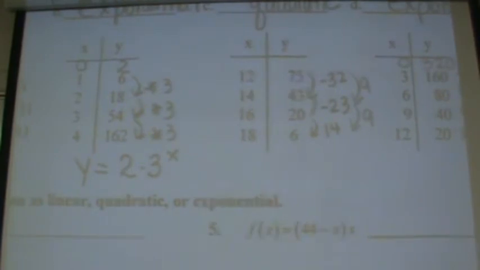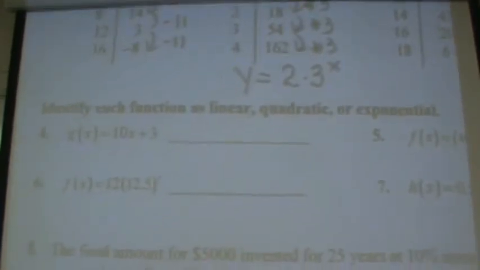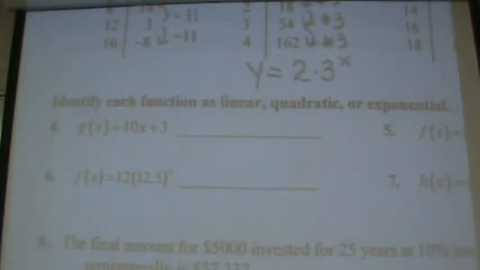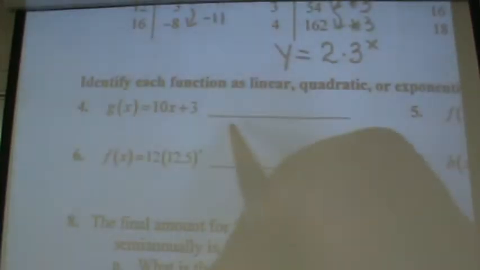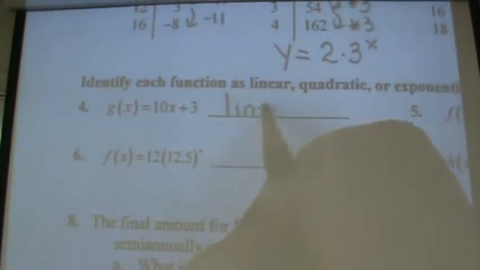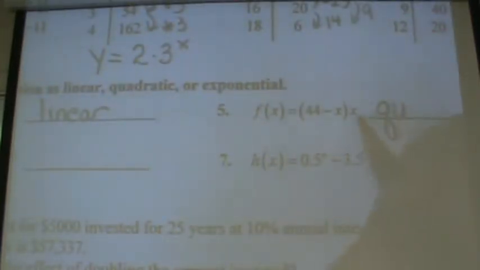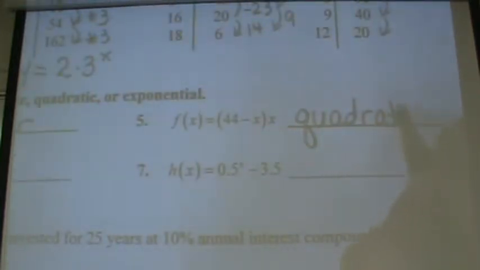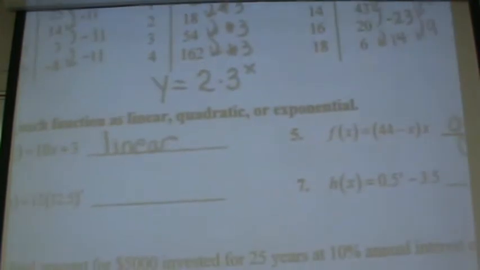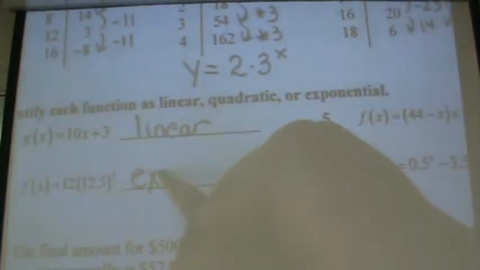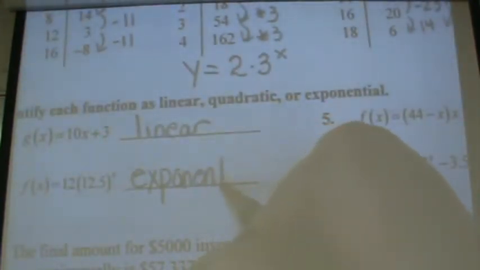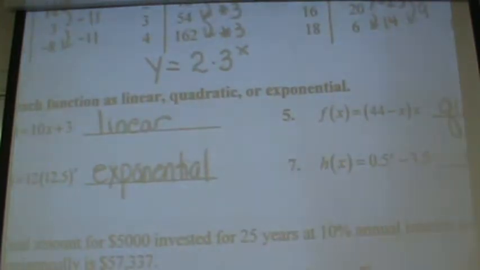Okay, number 4. Number 4, 5, 6, and 7. Can you tell me what these are? Based on the equation, what would you call 4? Linear. How about 5? Quadratic, because it's x squared, right? How about 6? Exponential. And the last one is also exponential.